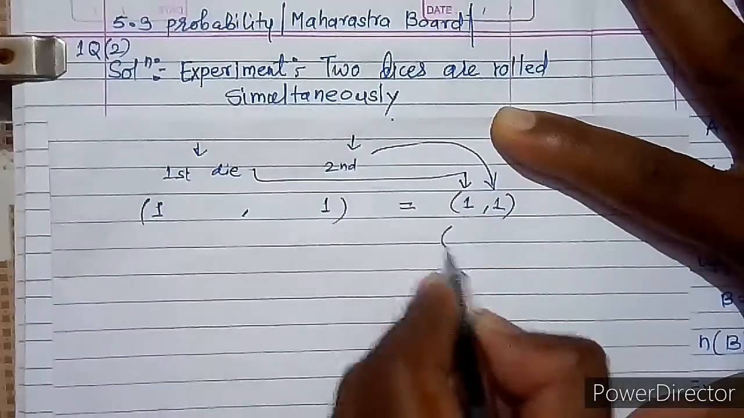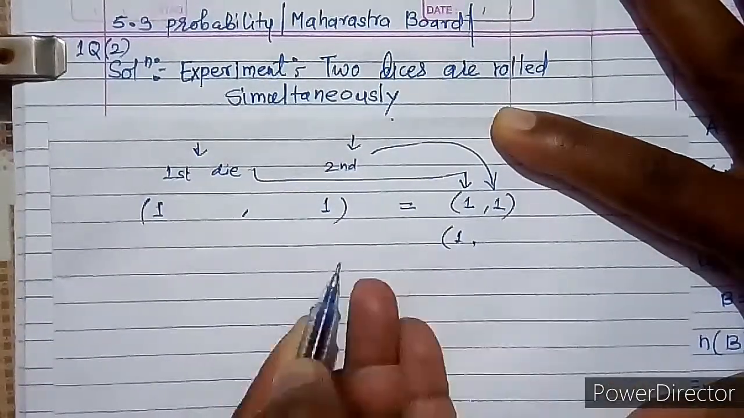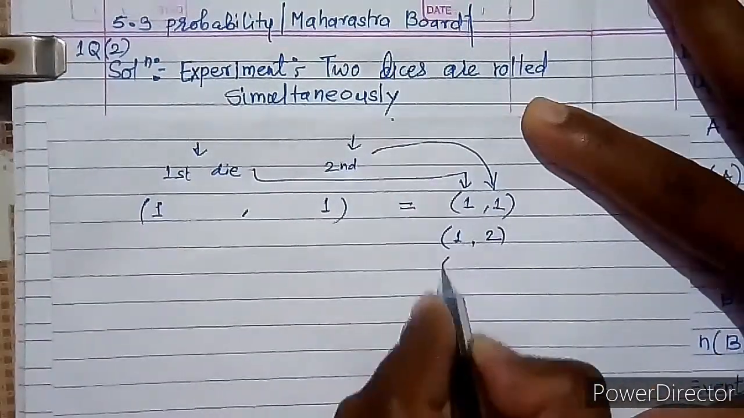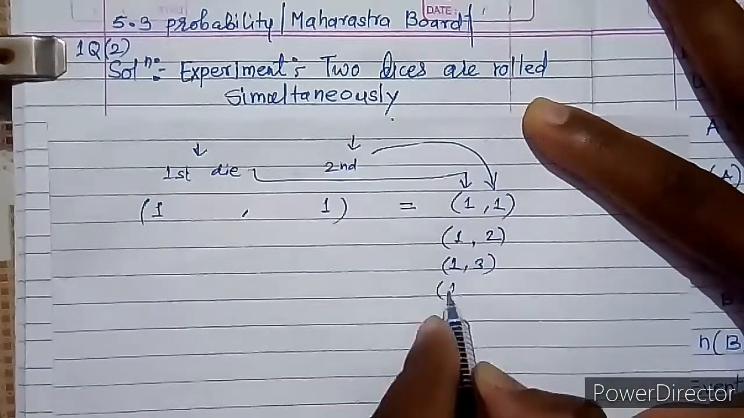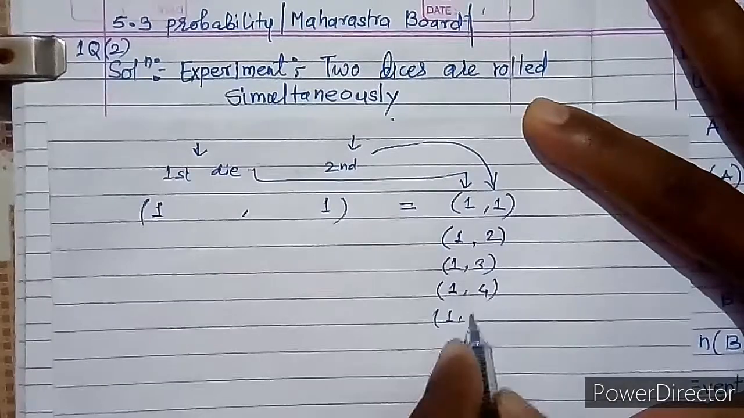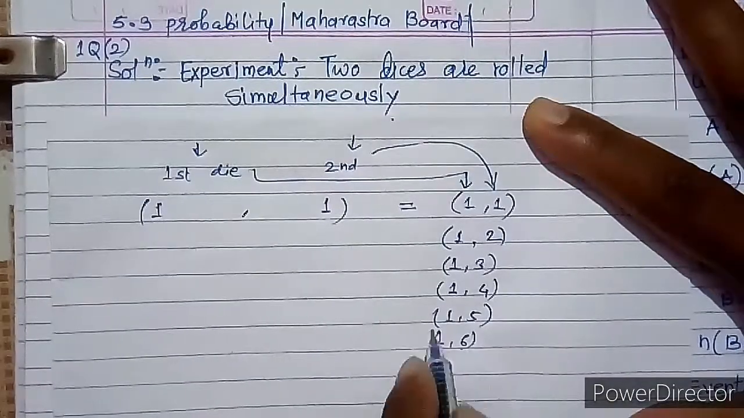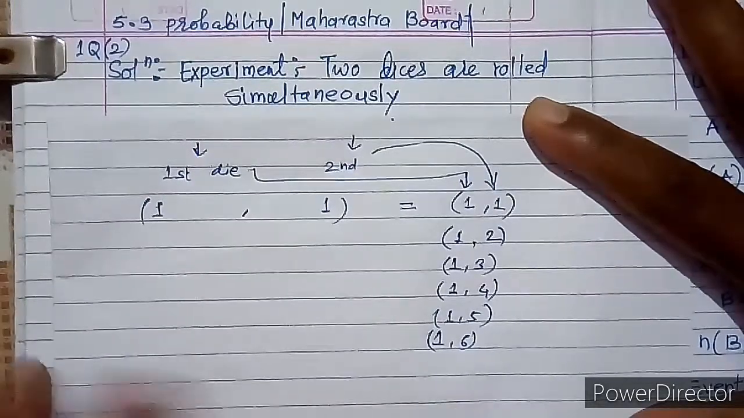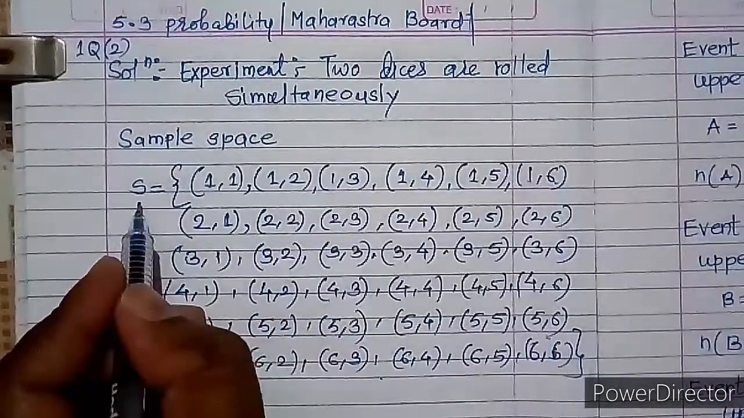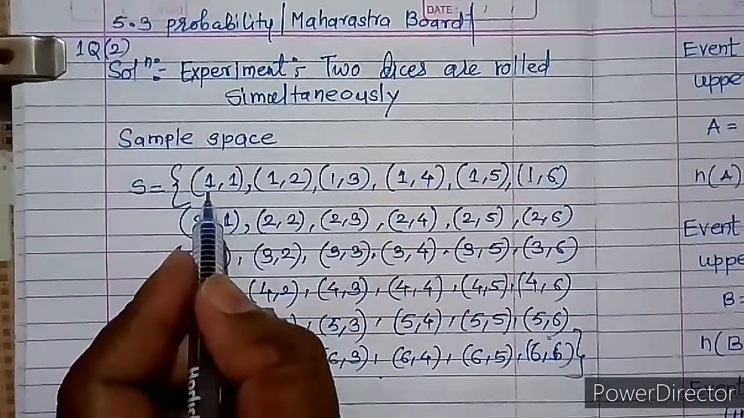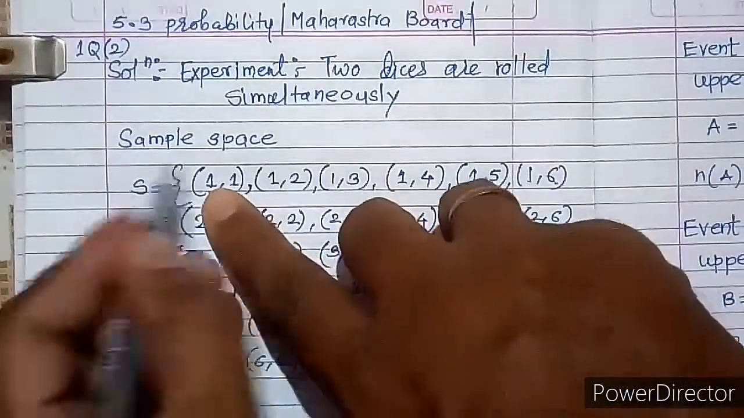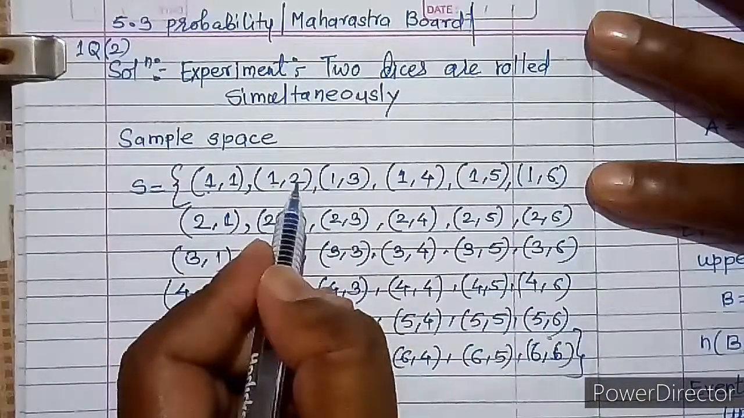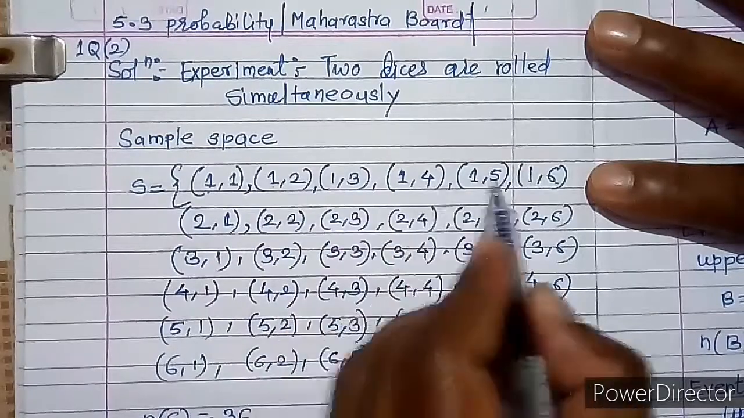Now if the first die outcome is 1, at the same time the outcome is 2 in the second die. Now there is 1, 2, next will be 1, 3, next 1, 4, next 1, 5, and then 1, 6. 1, 7 is not allowed because 7 is not an outcome of any die. Likewise we can write the sample space S, which is first 1, 1, where 1 is the outcome of the first die and 1 is the outcome of the second die. Here 1 is the outcome of the first die and 2 is the outcome of the second die. Likewise we can write 1, 3, 1, 4, 1, 5, 1, 6.